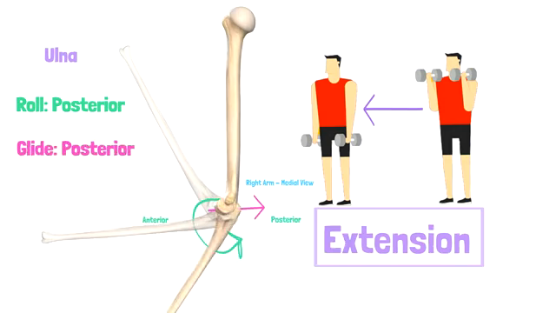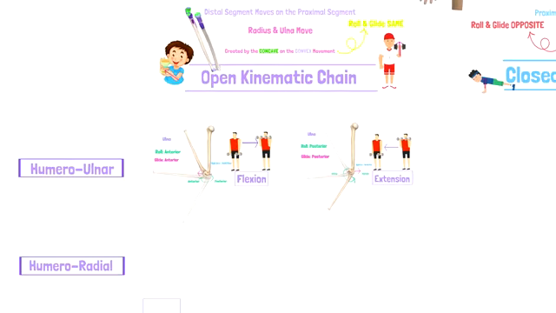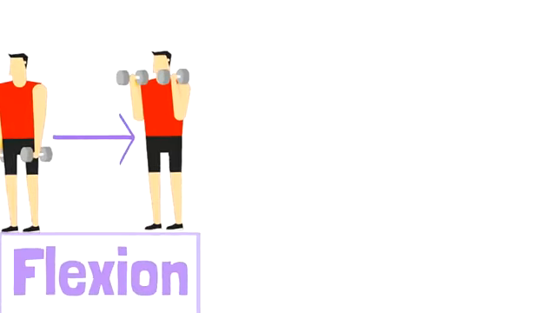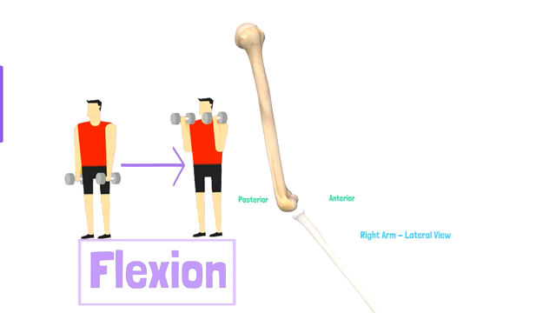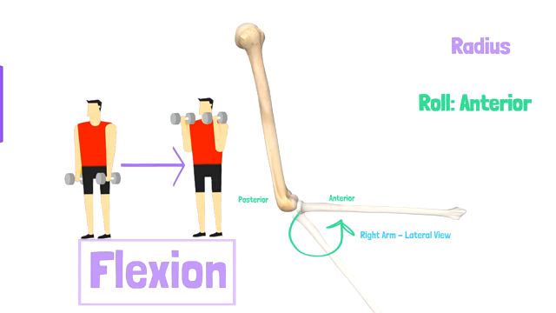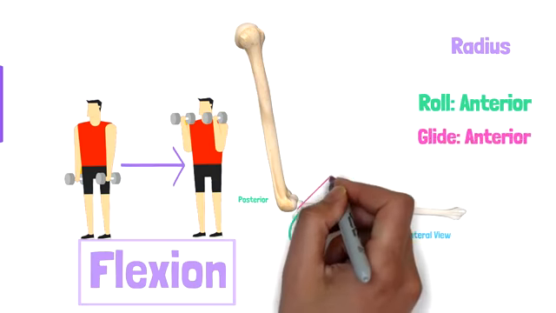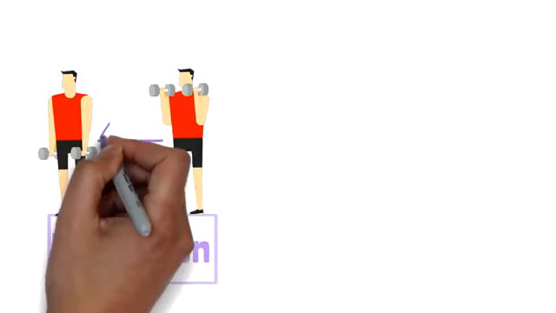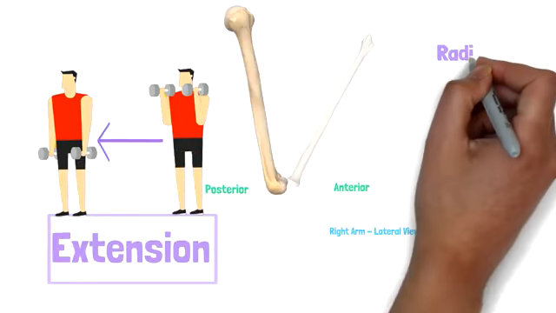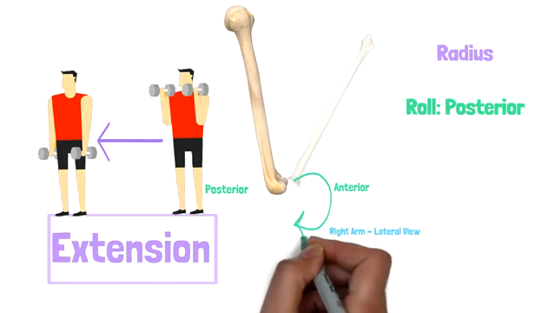Now, let's examine humeral-radial arthrokinematics and start with flexion again. Since we observe a concave radial head move around a convex capitulum, the roll and the glide will occur in the same direction. With flexion, observe the radius roll and glide in the anterior direction. Now, the opposite movement, extension. With extension, observe the radius roll and glide in the posterior direction.